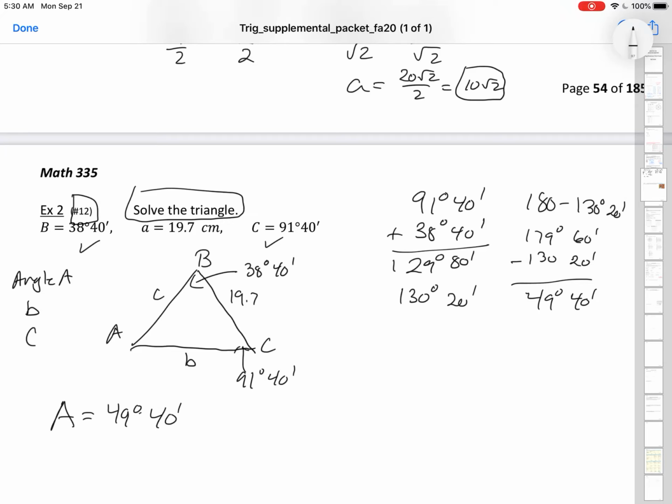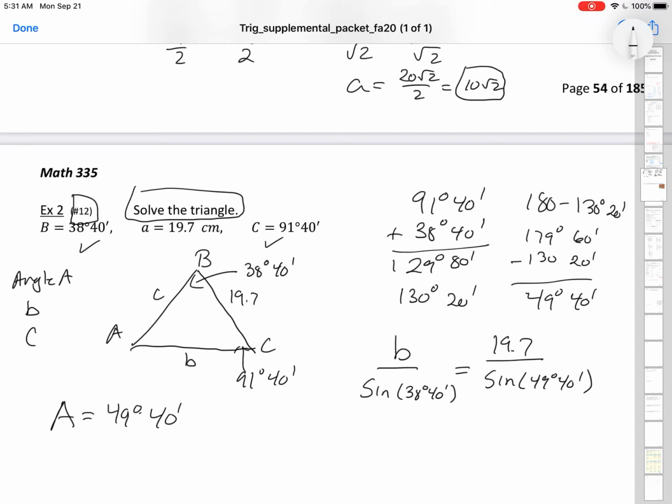Let's get B first. So if I go get B, little b is what I want. So that's what I'm going to put up top, over sine of the angle opposite it. Well, that's 38 degrees 40 minutes. Has got to be equal to the 19.7. I always stick with the side that's given, all over the sine of 49 degrees 40 minutes, which is what I solved for. So that's how I needed that in order to get started.